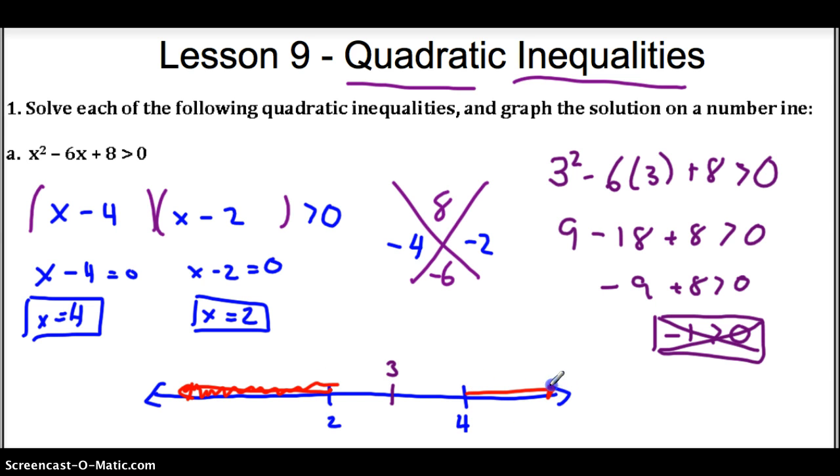Everything is going to be outside. Now we're almost done here. This would be a way to graph the solution set. But let's say we wanted to write this in algebraic notation. What we would do is put an x in the middle. And x, therefore, has to be less than 2, or x has to be greater than 4. And that is how it is done.